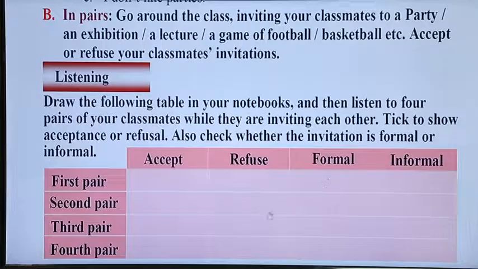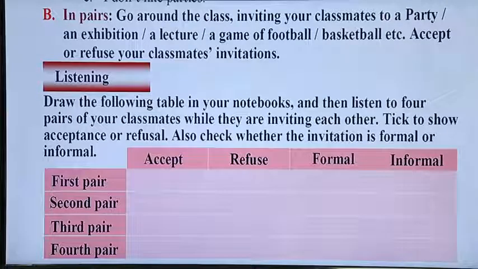Listen to the next one. Second pair. What are you doing on this weekend? Nothing special. Why? Do you want to see a movie? Sure. What time? How about 7 p.m.? That's great.